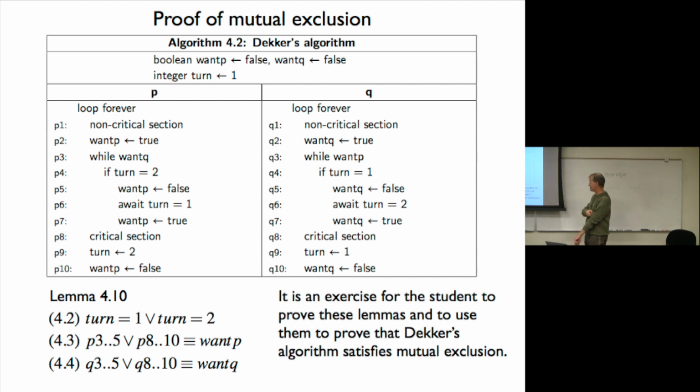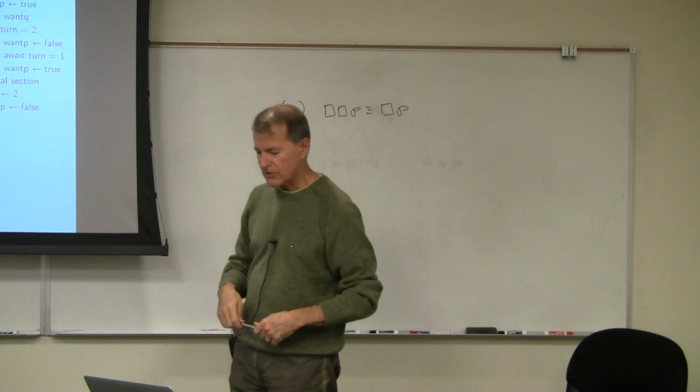And so here's a little assignment. It is an exercise for the student to prove these lemmas and to use them to prove that Dekker's algorithm satisfies mutual exclusion. Okay? I think we actually did that in the third chapter. We proved that one of those earlier attempts satisfied mutual exclusion by doing this kind of argument. So you just follow that same procedure. All right, so that one we'll leave up to you.